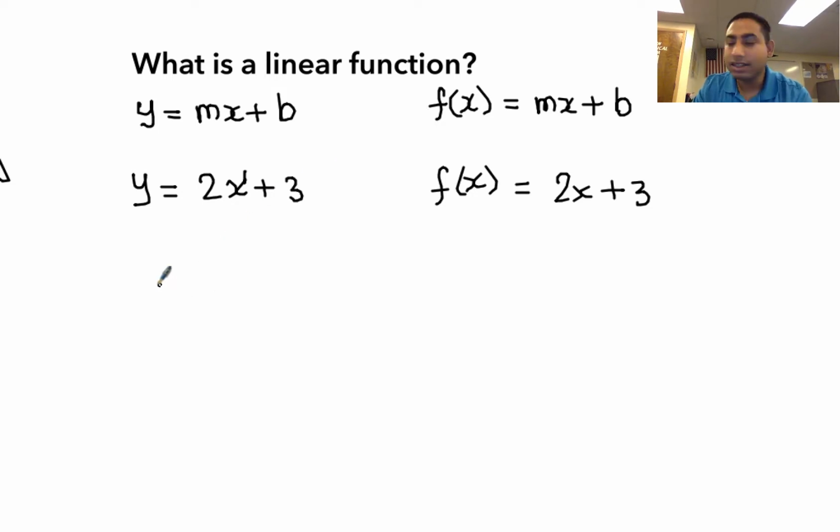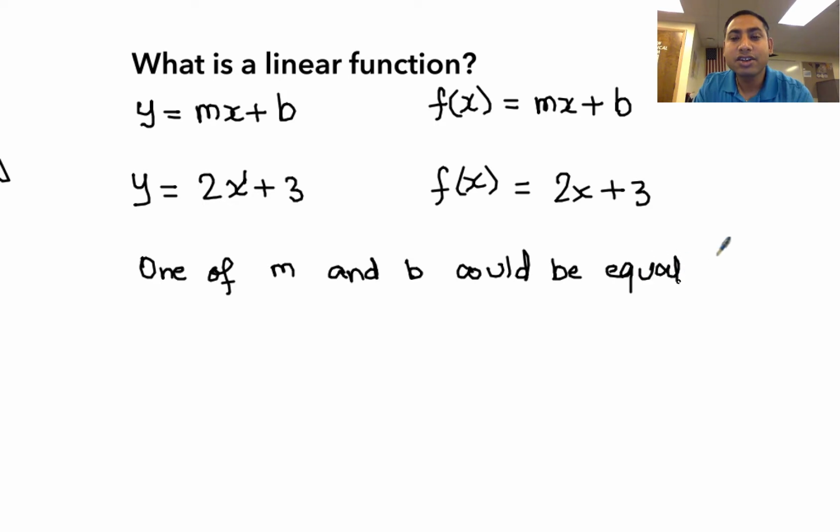Now note that one of m and b could be equal to 0. Now, what do I mean by that?